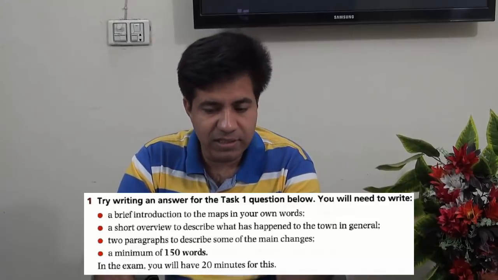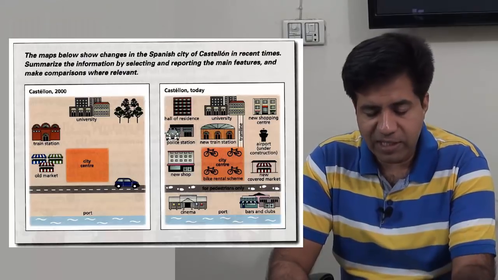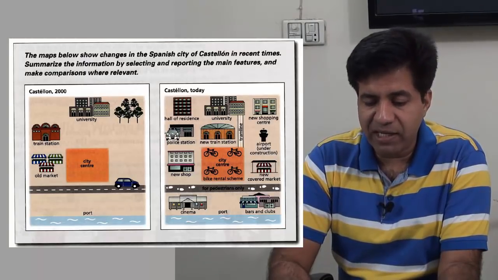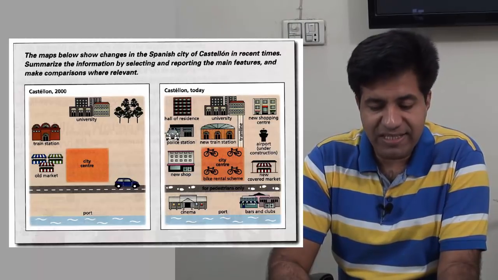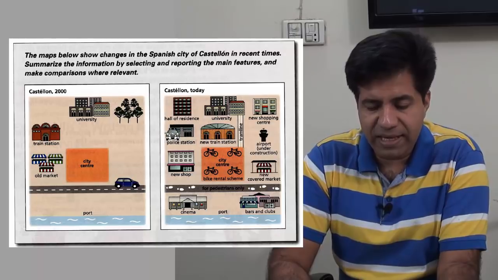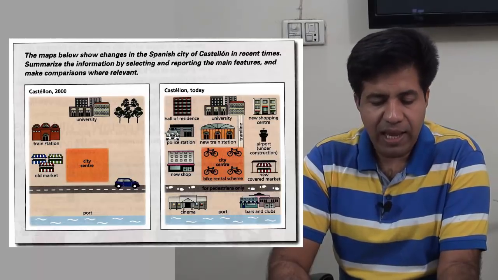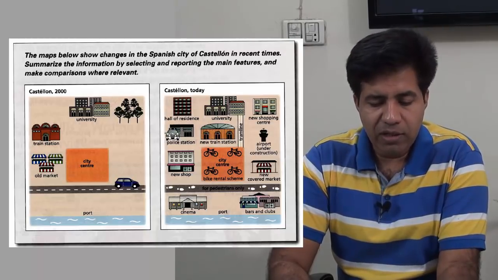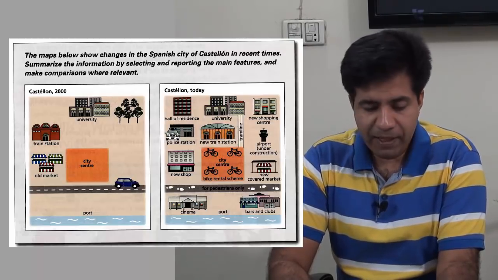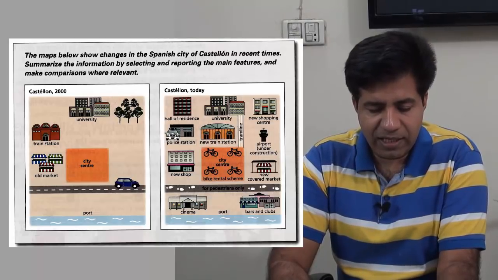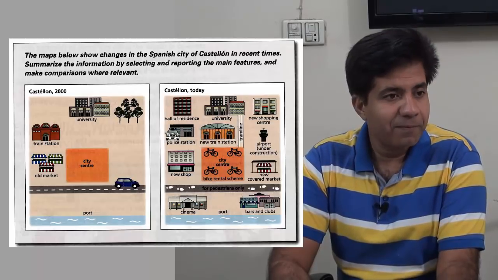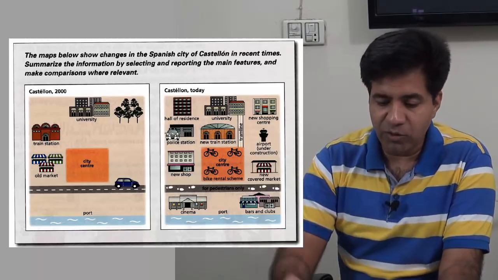Now please look at this map. It's written, the maps below show changes in the Spanish city of Castellón. Castellón is the city in recent times. Summarize the information by selecting and reporting the main features and make comparisons where relevant. So Castellón in 2000 and Castellón today. Now you can see there was the train station in 2000, and instead of that there is a police station. Got it? So these types of changes you have to track.